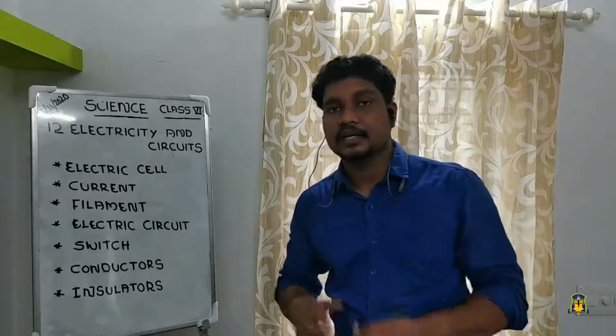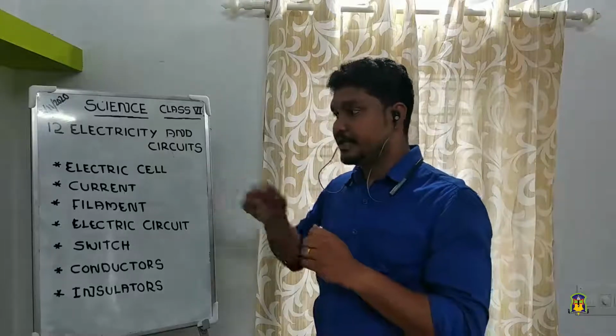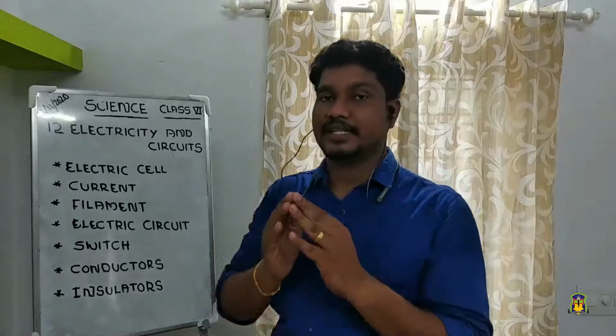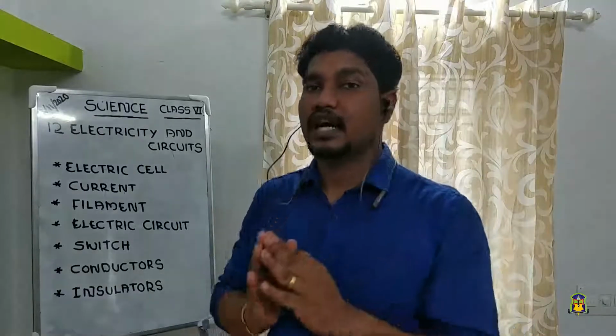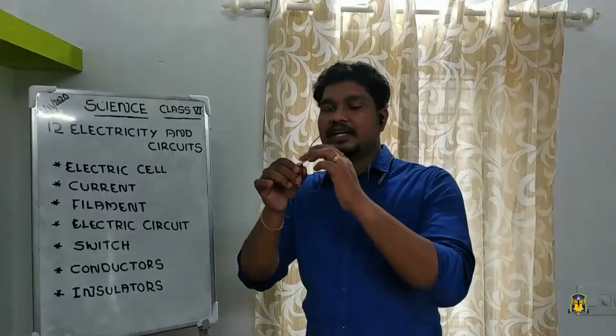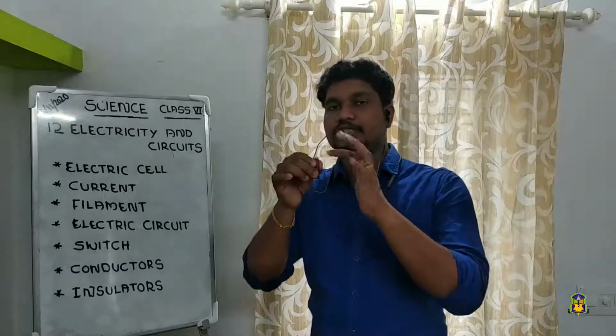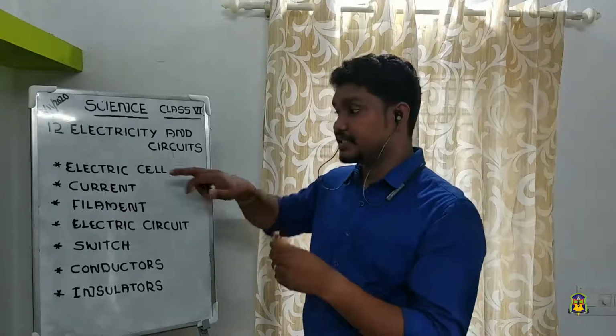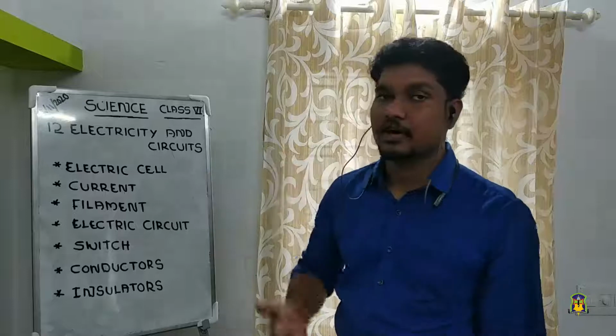And the next one is current. What is meant by current? Already we discussed that, in simple words, the flow of charge is called current. Clear? Here also current is moving from positive to negative. So current is the flow of charge.